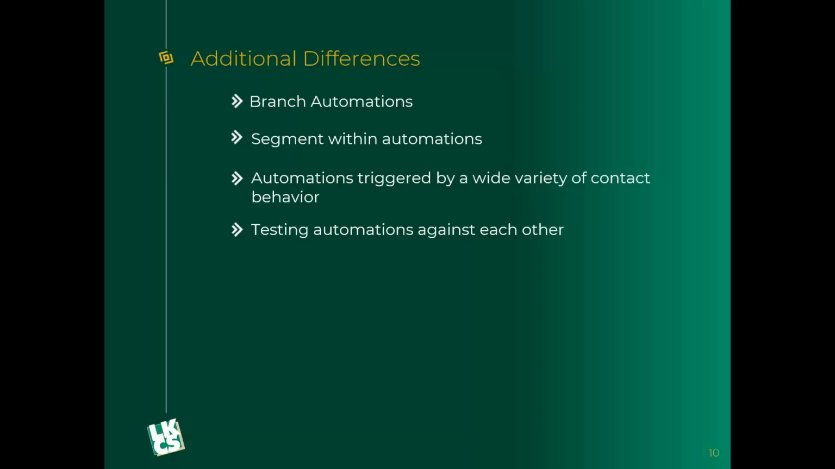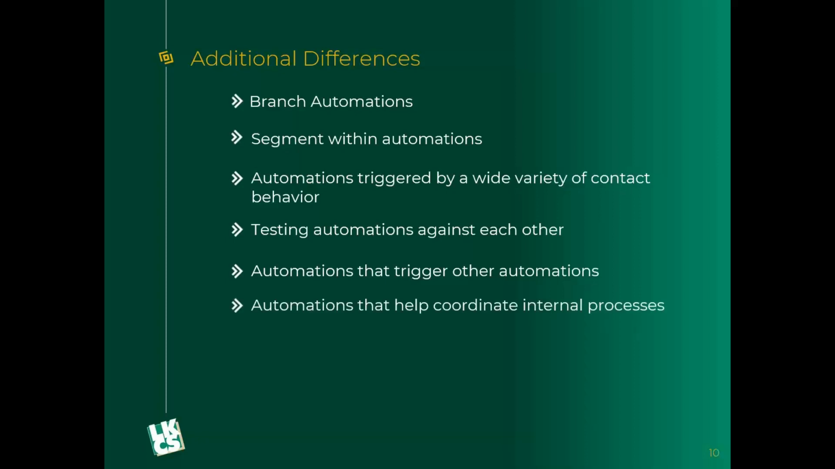Testing automations against each other, this lets you determine which automations are the most successful. Automations that trigger other automations. You can build out automations so that if users reach a certain point, it can trigger other automations and continue to nurture them. Automations that help coordinate internal processes. Let internal contacts know when they should reach out to account holders. This could be for paperwork needed, interest in a product or service, or any other need.